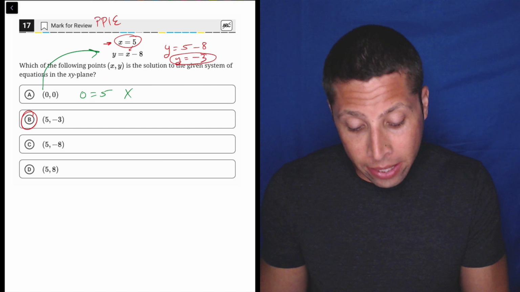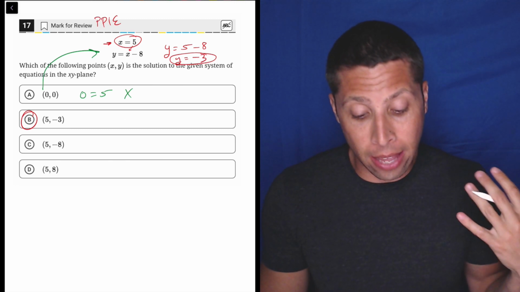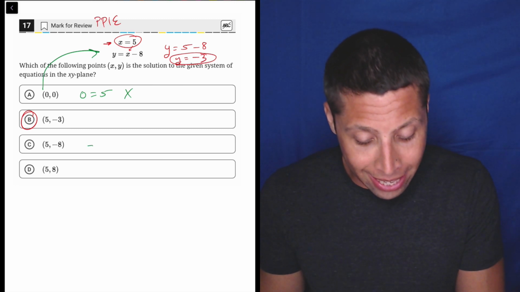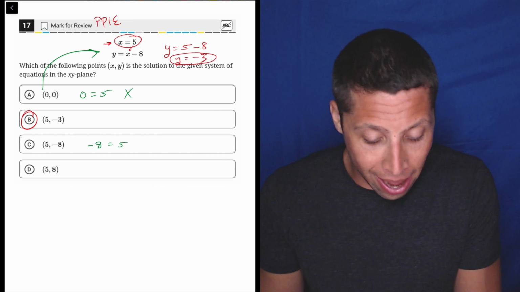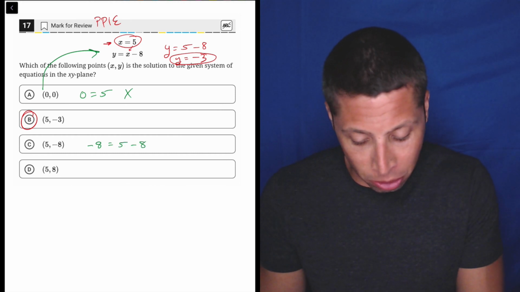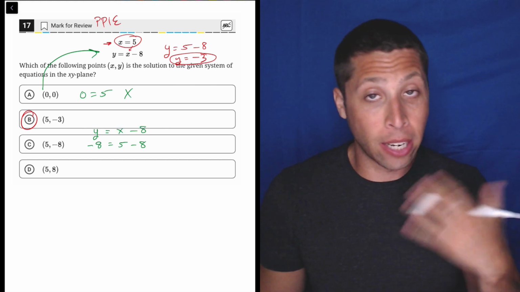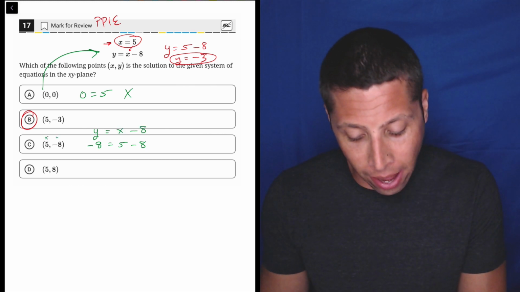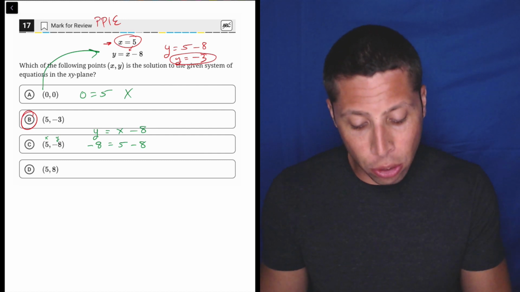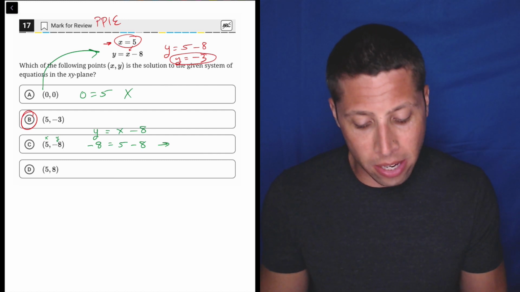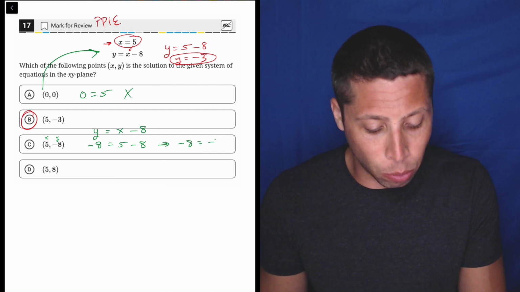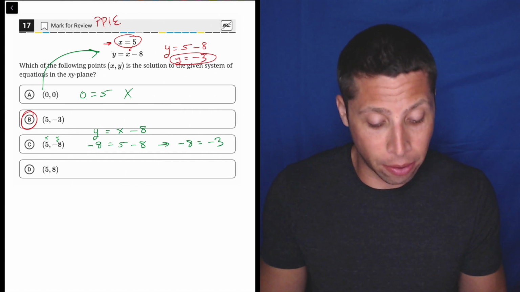Now, if we did choice C, let's say, in the bottom equation, right, negative 8 is our y, and 5 is our x. So let me just be really clear what I'm doing here. y is equal to x minus 8, right? I just made the substitution. x is 5, y is negative 8. And if we do that, we also get a situation that doesn't make any sense. Negative 8 is equal to negative 3. Wrong, that's not how this works.